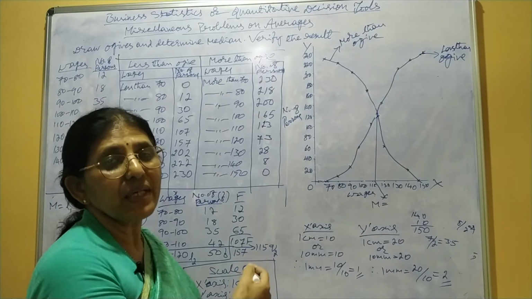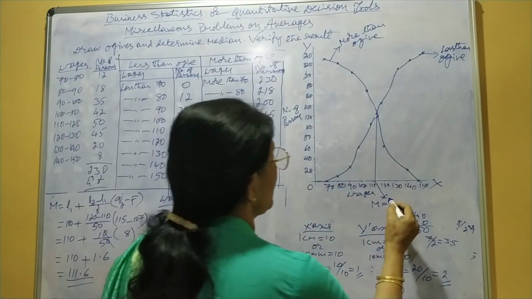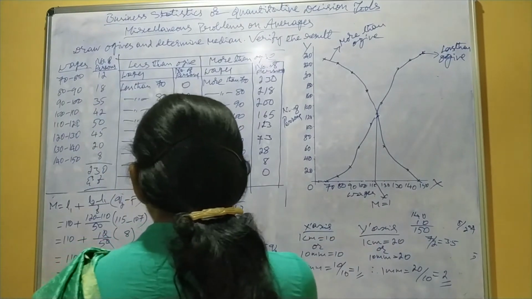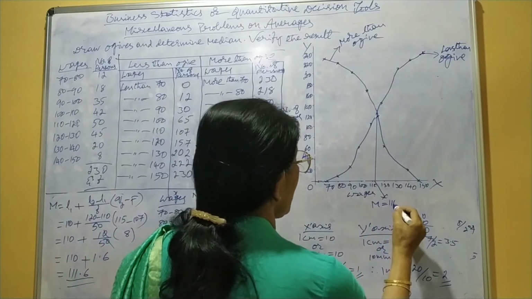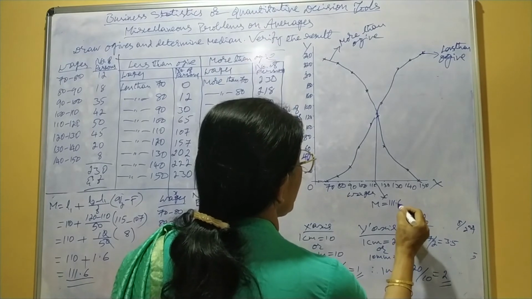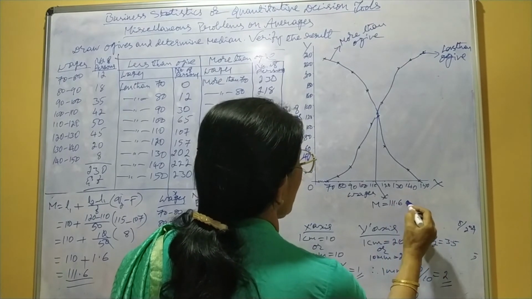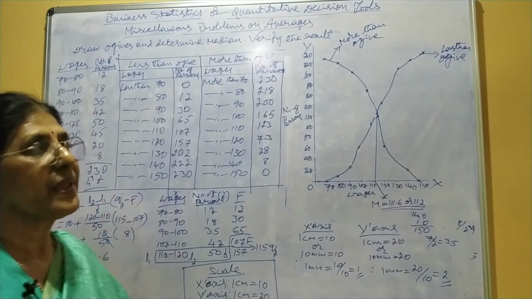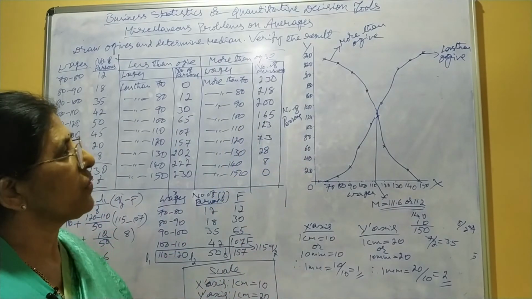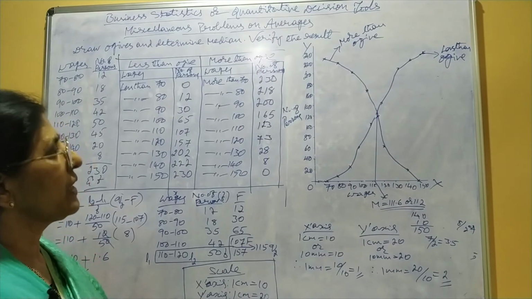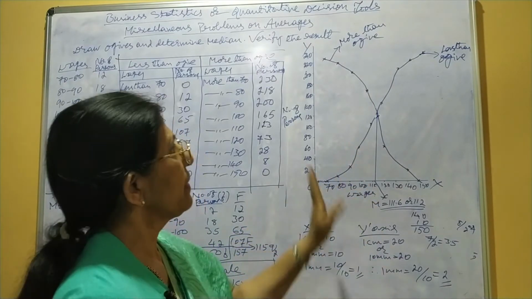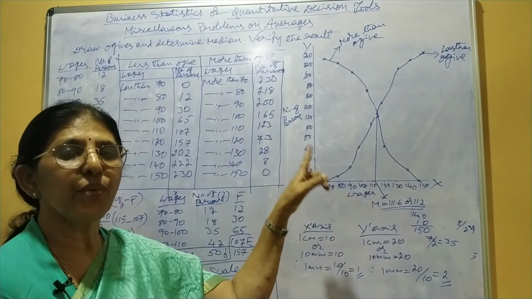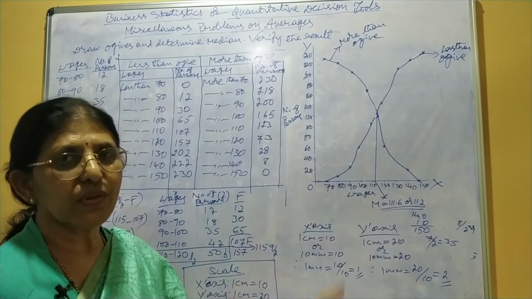Here exactly we cannot say 111.6. Here we may take 112, or if you have already calculated that, you may write 111.66, or you may write even 112. That is also correct. Like this, we draw ogives and we locate the median. Means when it is asked to draw ogives, then we have to draw both less than and more than ogives.